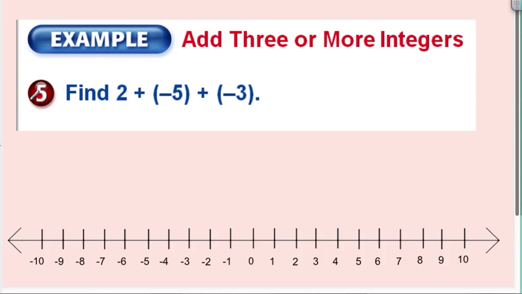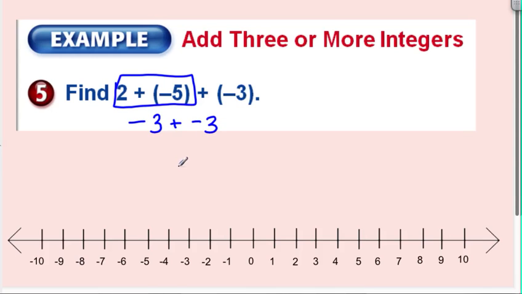Oh, looks like we have another one. When I have 3 in a row, just start with 2. When I start with these two and I apply my process, I know my sign's going to be negative because the absolute value of this would be higher. And 5 minus 2 is 3.